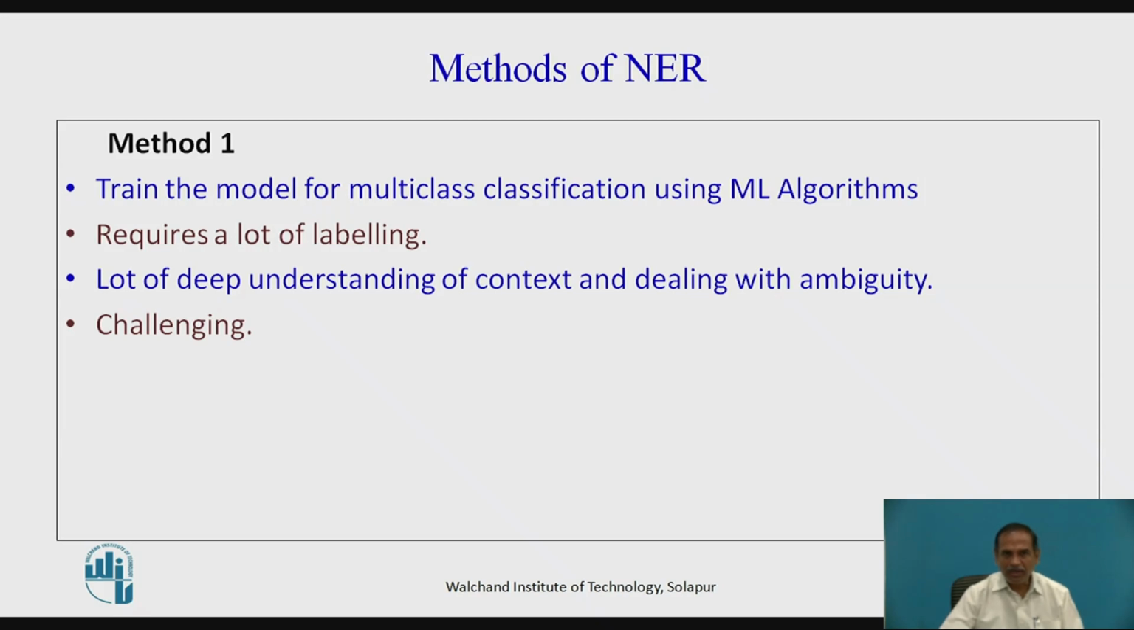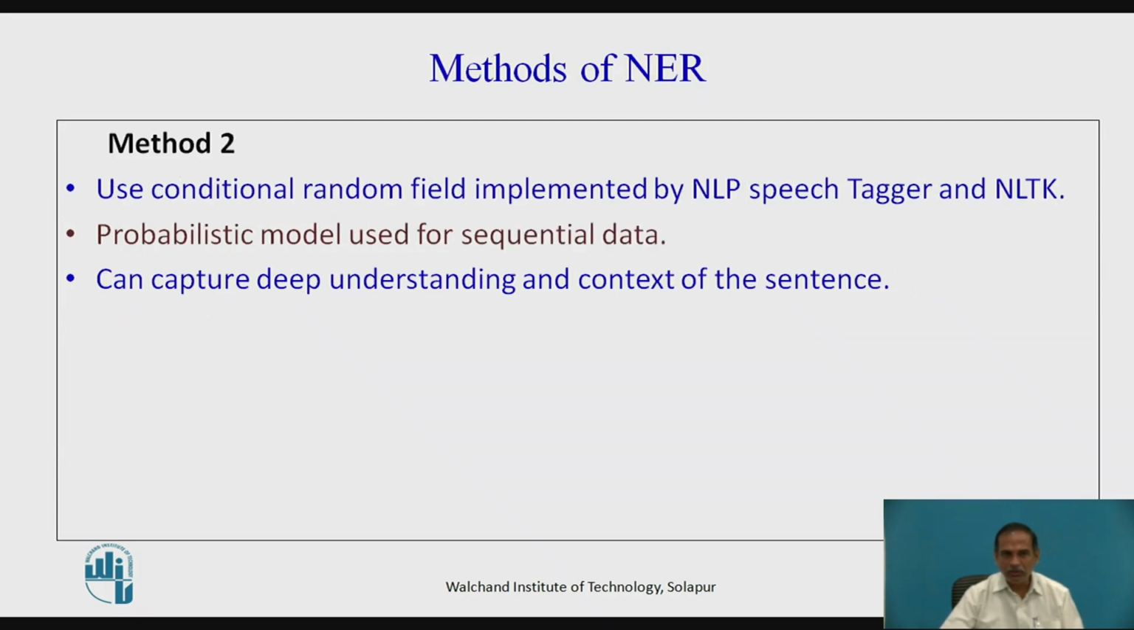So the first model is to train the model for multi-class classification using ML algorithms. It requires a lot of labeling, lots of deep understanding and context, and dealing with ambiguity. Therefore, deep understanding and ambiguity consume a large amount of time. This becomes a challenging task of dealing with to get the result relevant to a user.